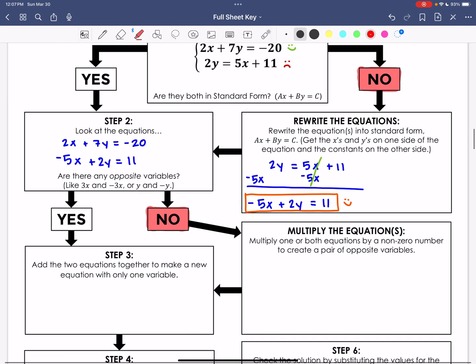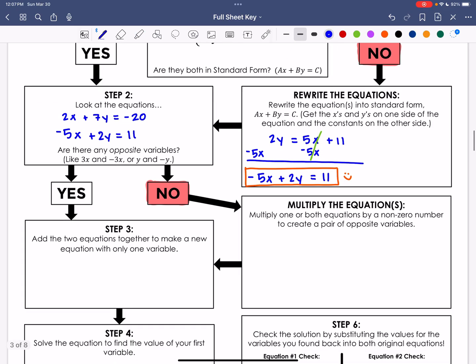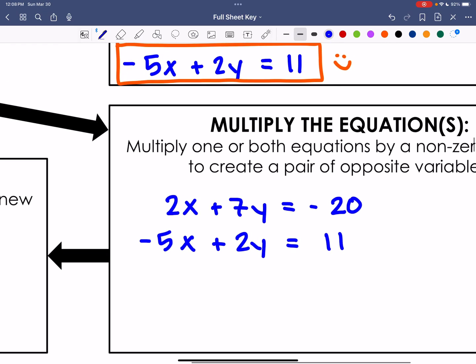And we need to figure out how to multiply either one or both equations so we can actually create these opposite variables. So go ahead and copy down what we got again. So 2x plus 7y equals -20. And then -5x plus 2y equals 11. So I'm going to talk through what our options are just to see if one variable or another could end up saving us a little bit of effort. But again, it doesn't really matter if we're choosing to eliminate the x's or the y's. So I always try and go for the one that would save me effort if that's possible.